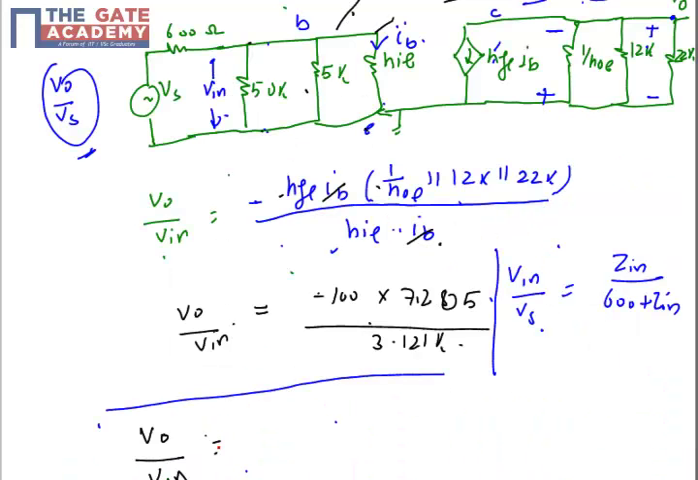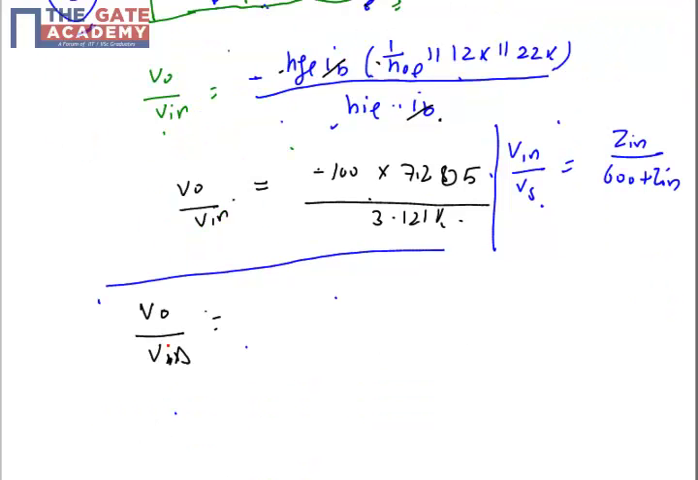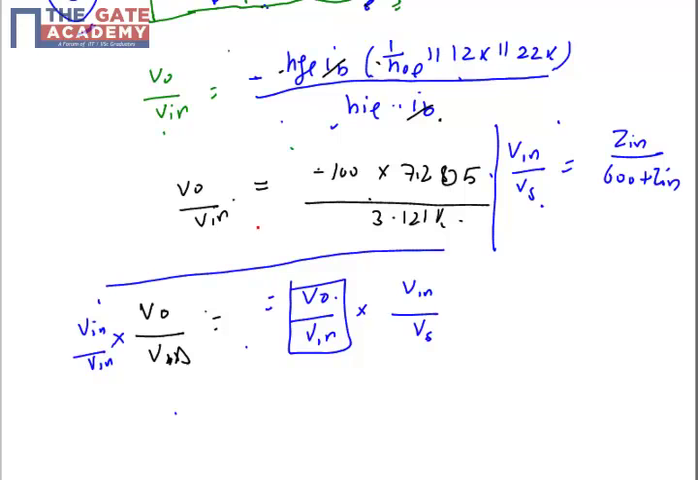Now see here, what I need to calculate is V naught by Vs. If I multiply and divide by Vin, I get V naught by Vin into Vin by Vs. Why am I doing it? Because we have already calculated V naught by Vin, and this expression Vin by Vs we have also already calculated. Just multiply these two expressions and I will get my answer.